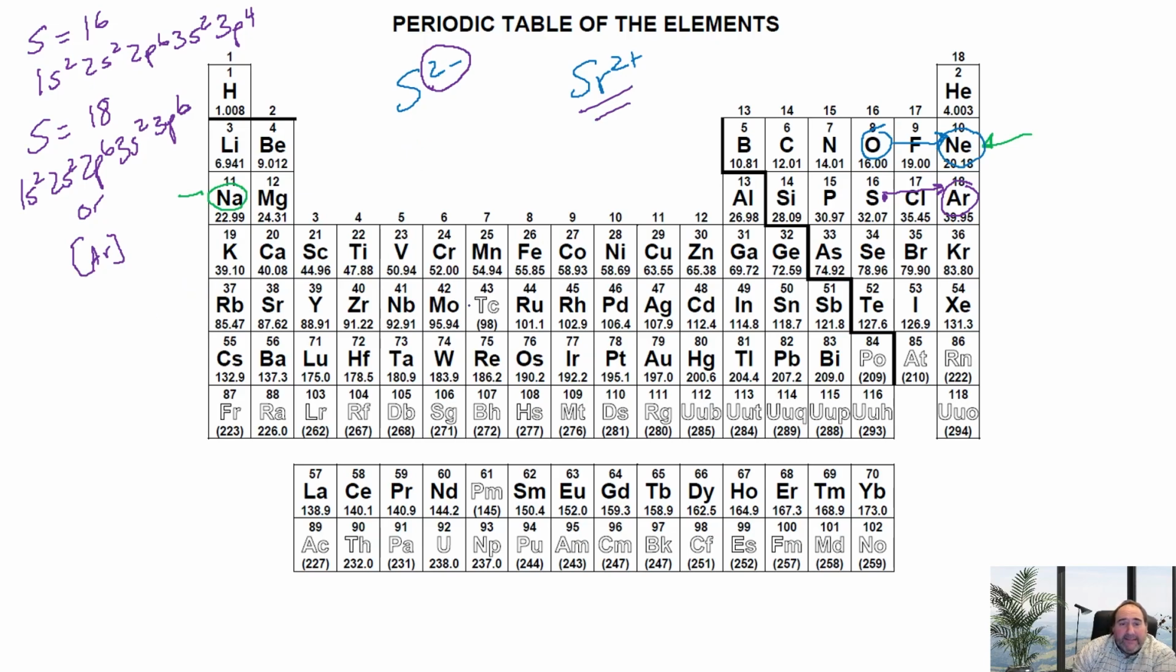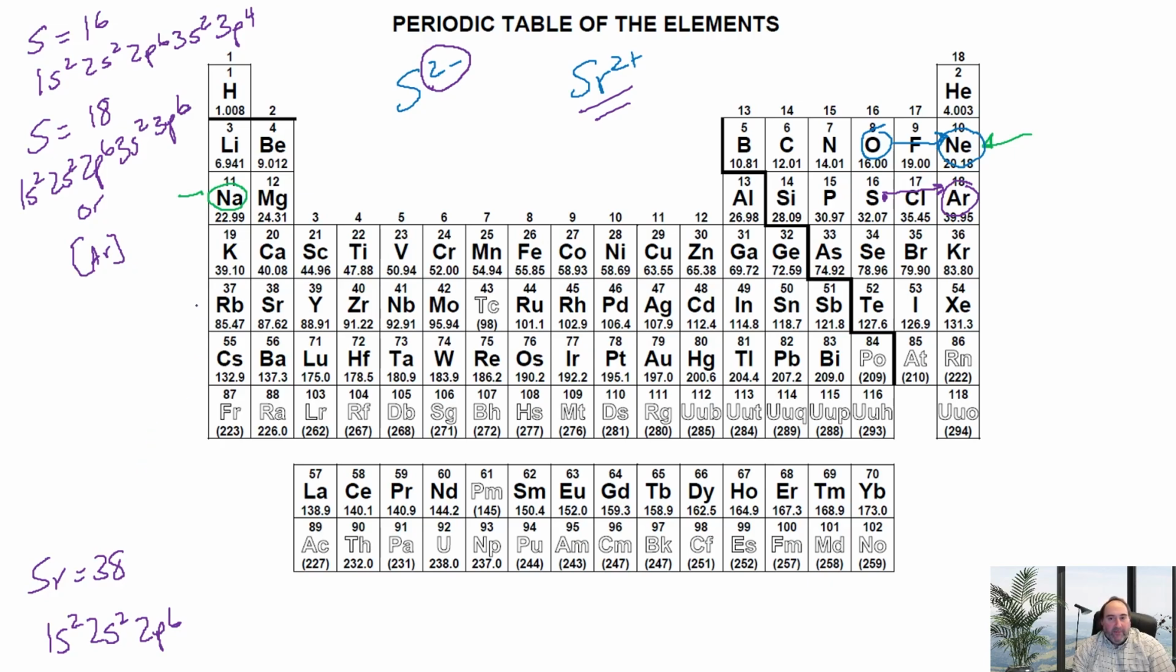Strontium is 38. I might regret this in just a second. We'll go down here. Sr, no charge, is 38. That's going to be a 1s2. If we write out the complete configuration, 2s2.